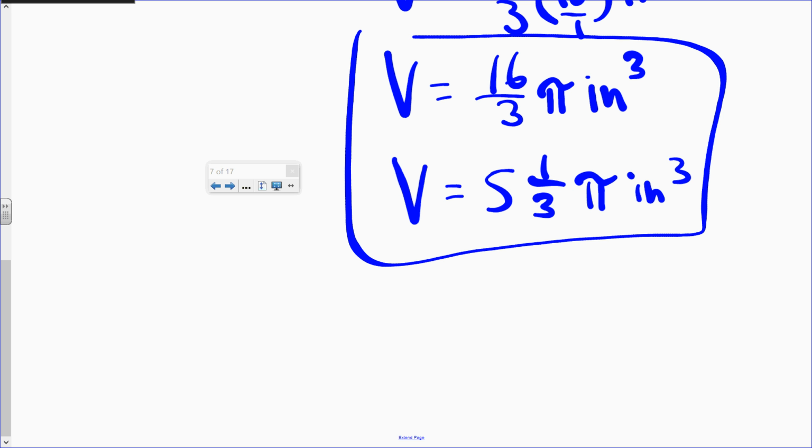Either answer is fine. If you want to express it as an improper fraction, fine, or a mixed number, fine. They're the same thing. Notice how my final answer has pi in it. It's the exact answer. It's equal. Volume is that.